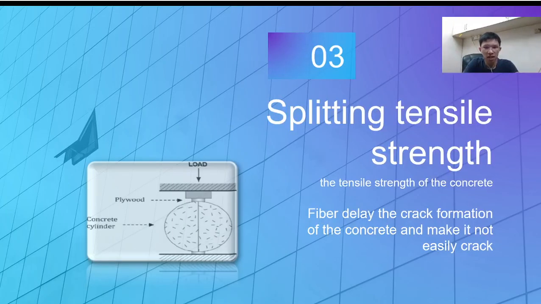Splitting tensile strength is to determine the tensile strength of the concrete indirectly. As we can see, the figure below shows the concrete cylinder is compressed by the load. After the compression, the cylinder will crack, and the fiber plays an important role to delay the crack formation of the concrete and make it not easily crack. And this increases the tensile strength of the concrete.